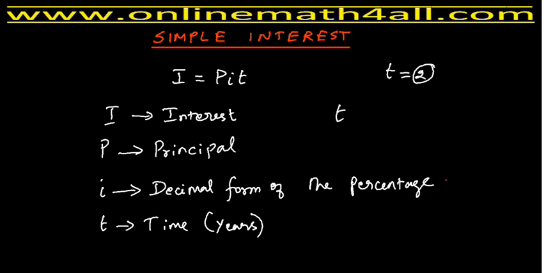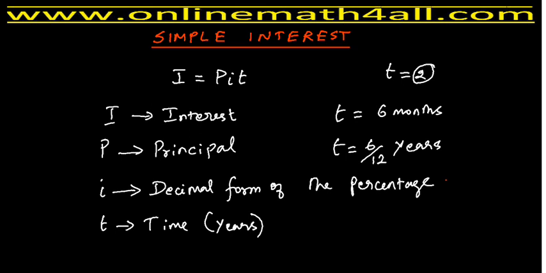For example, the time is given as 6 months. To convert these months into years, we just have to divide 6 by 12. So 6 by 12 years, that is half a year. So it's very simple. Whenever we want to convert months into years, we just have to divide by 12. That is the only thing we have to do.